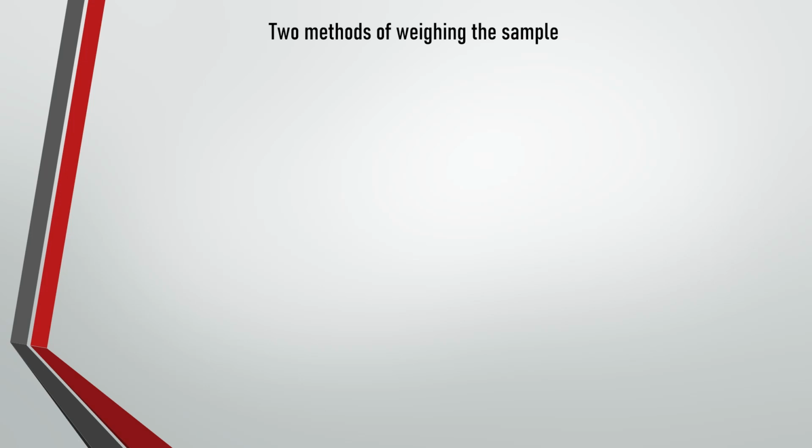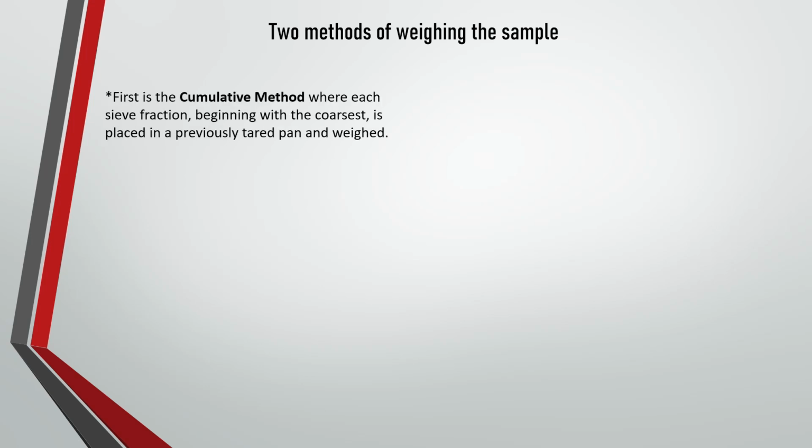Part of the testing is weighing the material. There are two methods of weighing the sample. First is the cumulative method, where each sieve fraction, beginning with the coarsest, is placed in a previously tared pan and weighed. This process is repeated until all fractions and the bottom pan have been added and weighed. This is a good time-saving option since you don't have to empty or tare the pan on the scale.